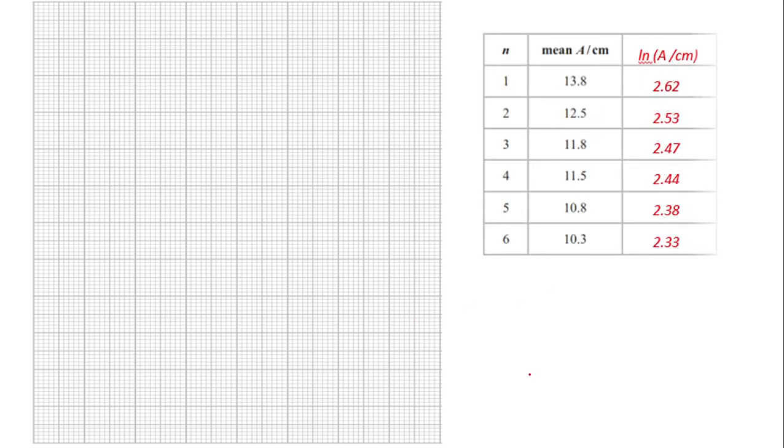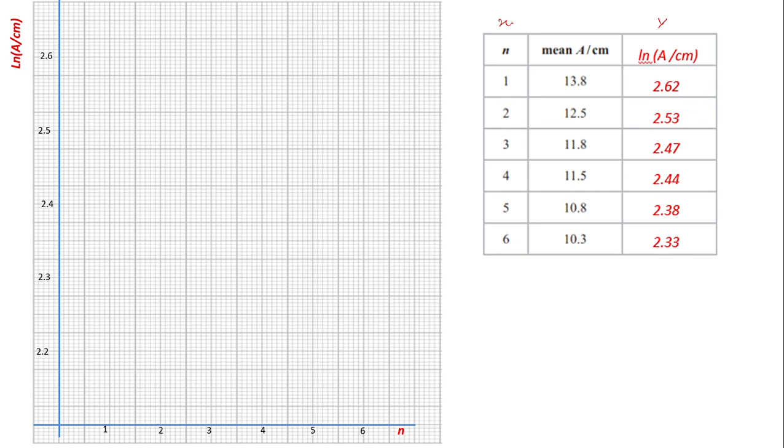This is the graph given. And again, this is the data that we have. So we take ln of A on y-axis and n on x-axis. Choose a scale so you can cover more than 50% of the region of the graph. So this is value of n 1 to 6 and value of ln A from 2.2 to 2.6. It is not necessary that you always start the origin with 0. You can start from any number. Okay, so that's how you can plot the graph.